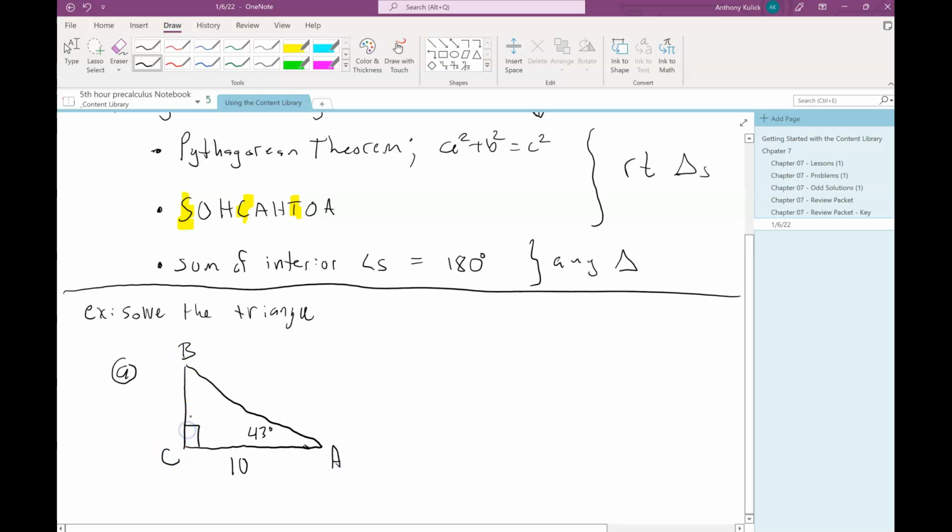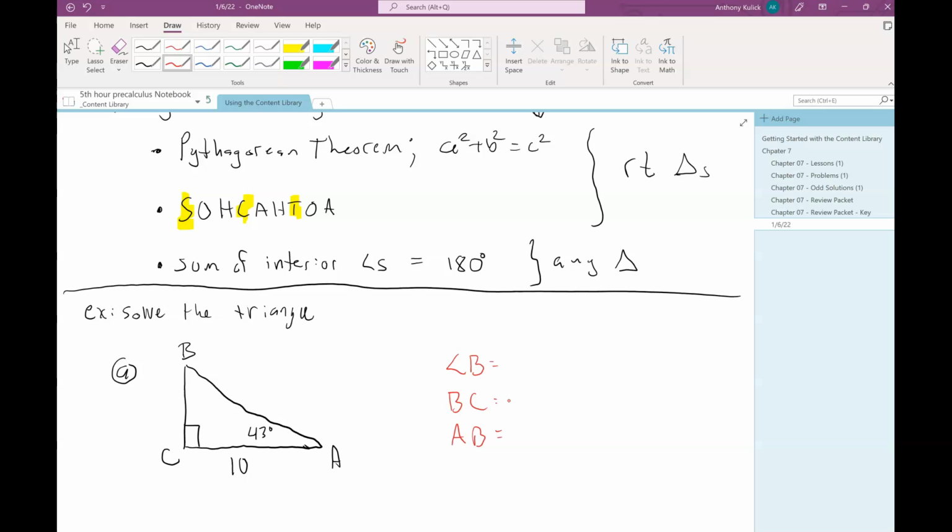Name these things. So let's say that we have a right triangle and we're given one other angle measure and one side length. Okay? And what we're asked to do is to figure out the other pieces. So we need to figure out angle B, side BC, and side AB. If we're going to solve that triangle, we need to figure out those three pieces.